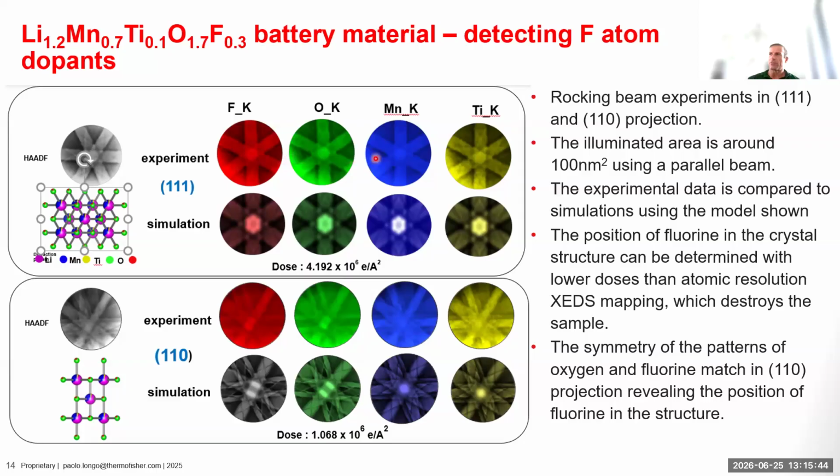And long story short, you basically check the channeling pattern of different atomic species. In this case, fluorine, oxygen, manganese, and titanium. And you can see that when you tilt to the 1,1 zone, the pattern of fluorine corresponds to the pattern of oxygen. You see the other two are different. These also correspond to what we can do through simulations. So that tells you that the fluorine is at the same atomic column as the oxygen. And that answered the important question that it was impossible to answer with other techniques.